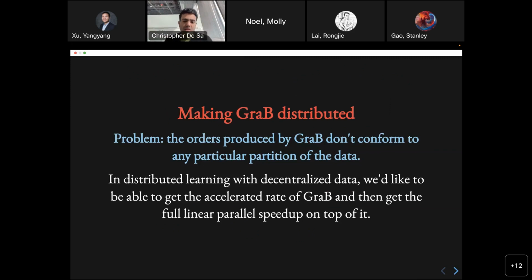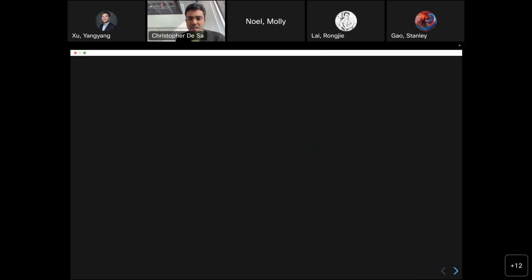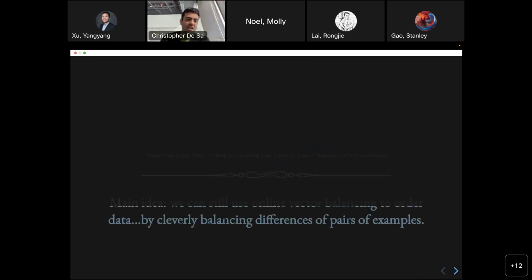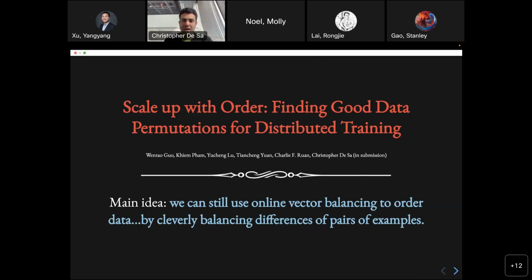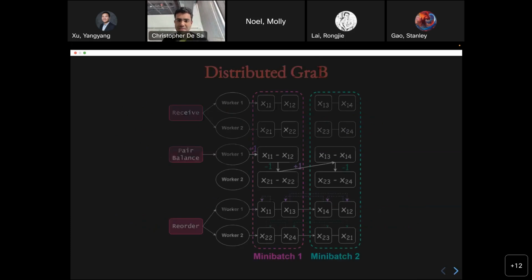And in distributed learning with decentralized data, we would like every mini batch to include one example, or at least the same number of examples, stored on every worker. And that's not going to be guaranteed to be the case for an example order produced by gradient balancing. So we figured out a new way of doing this. And since I think I'm running out of time, I won't go too deeply into how this works.